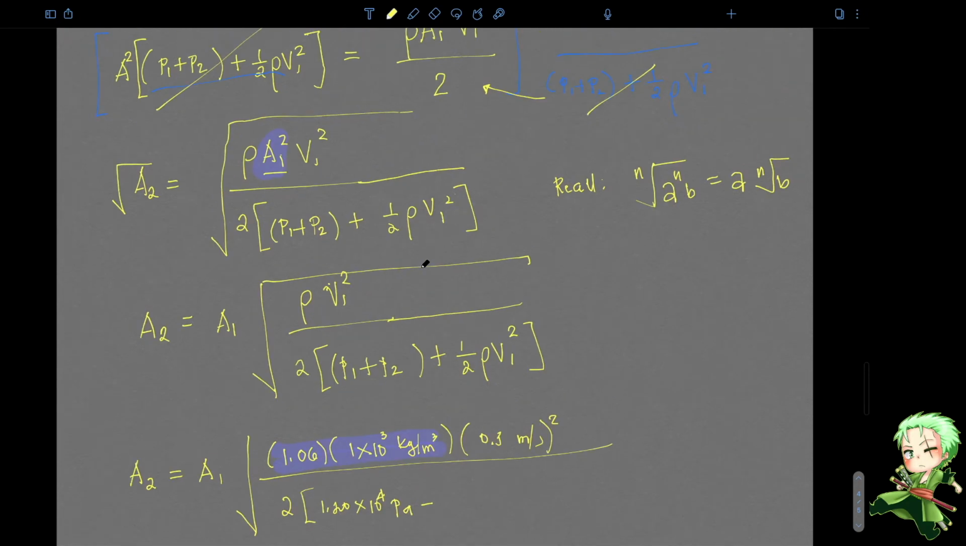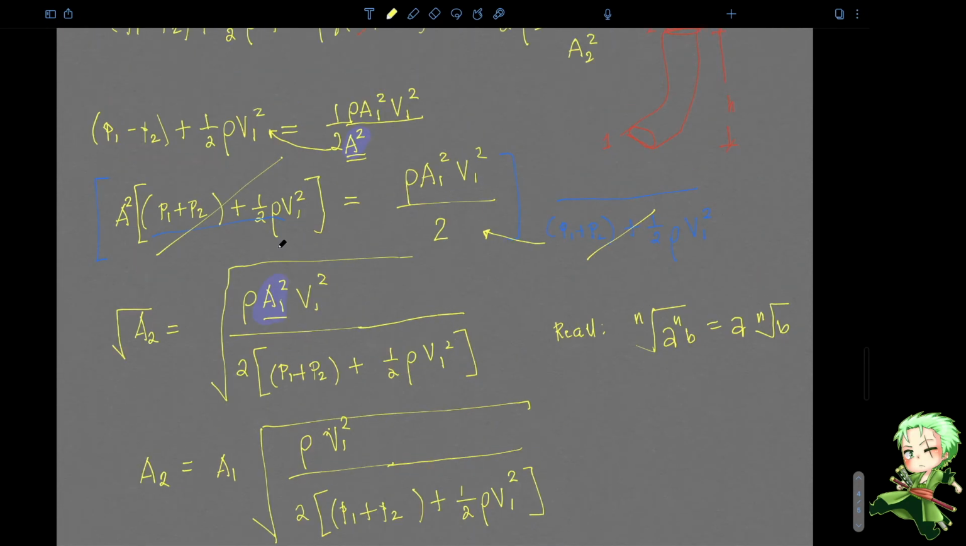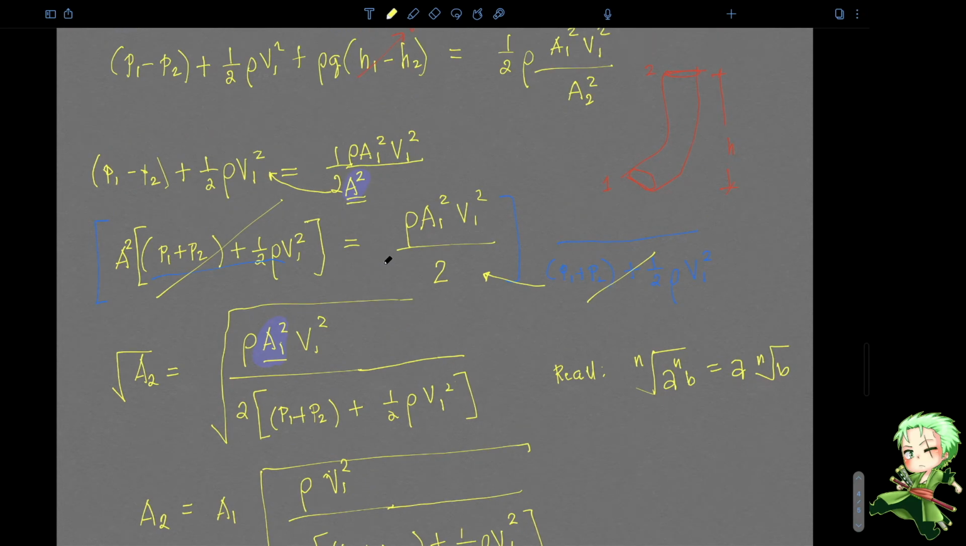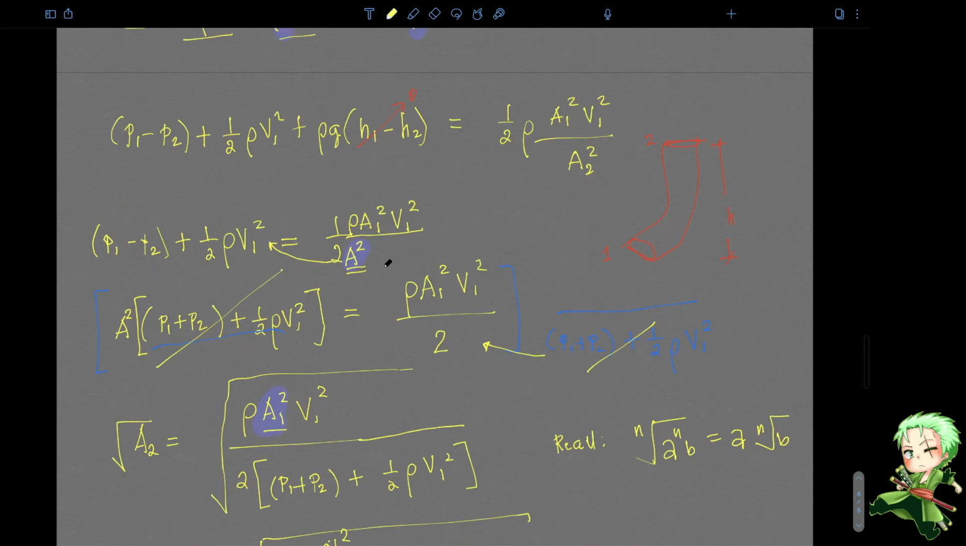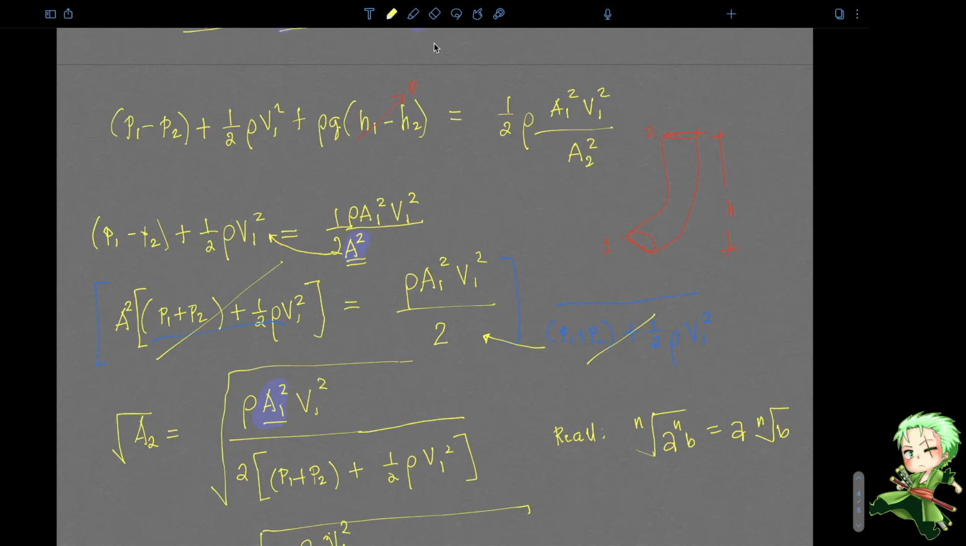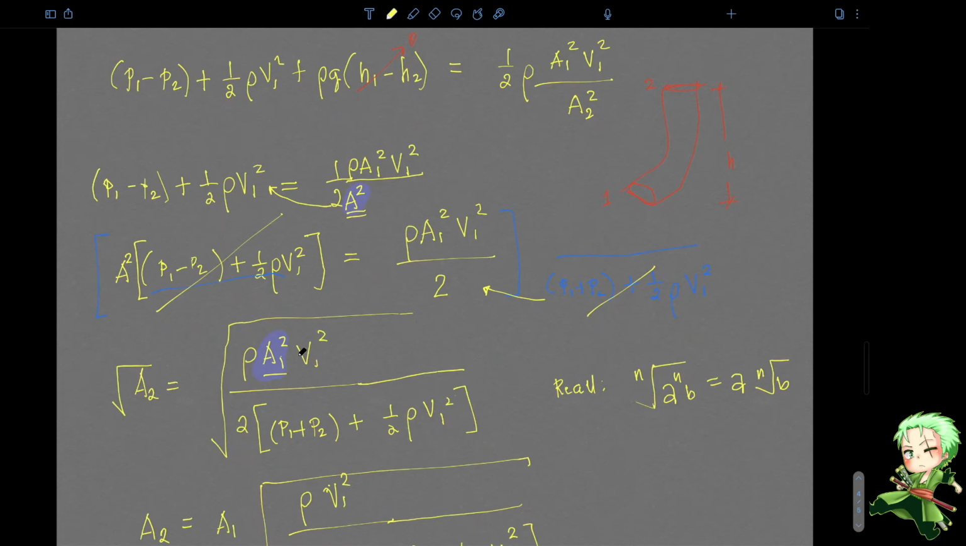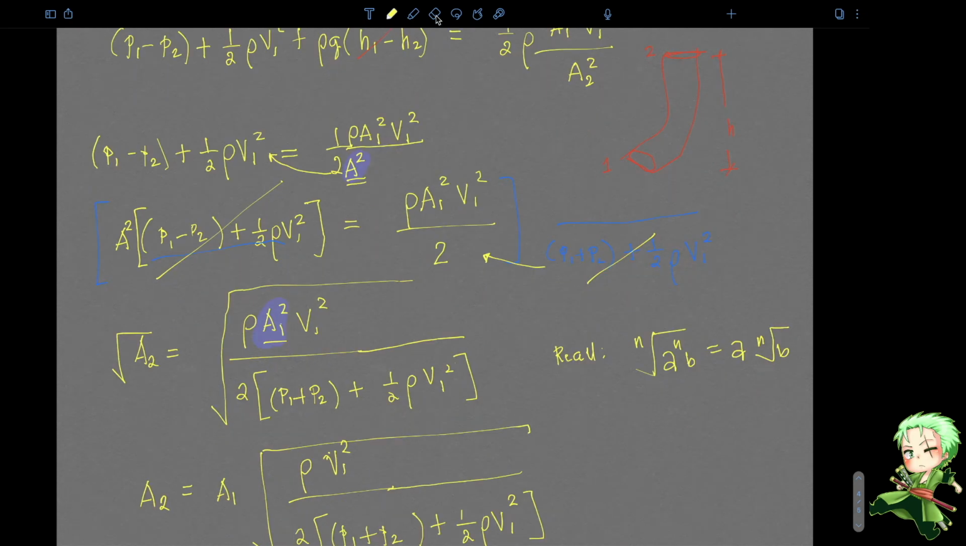Okay, let me just check why I have plus. I actually committed a mistake here, and I noticed it late. This should be minus P1 minus P2. So this one also will be P1 minus P2. Sorry for that.